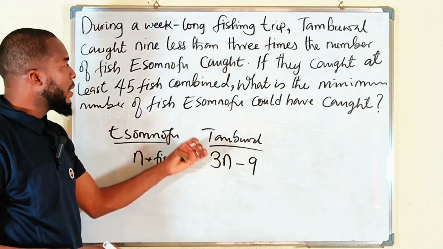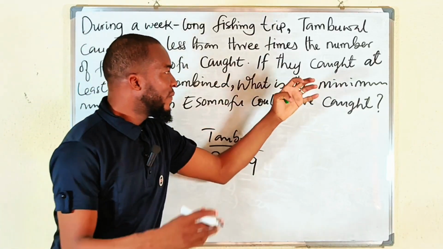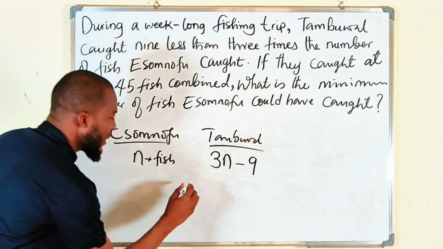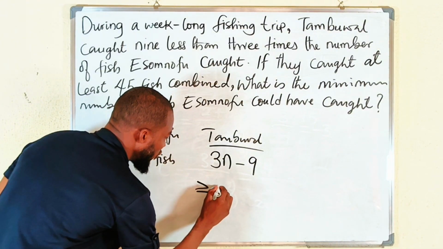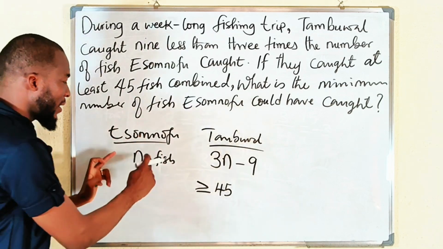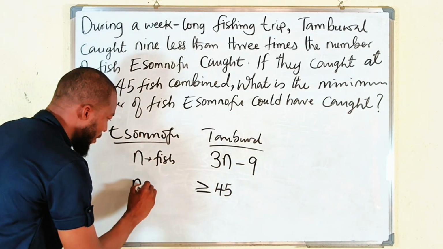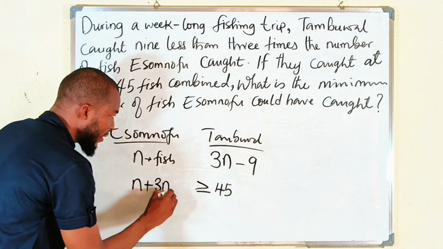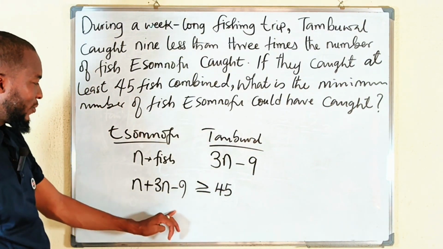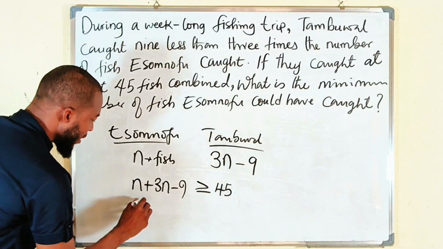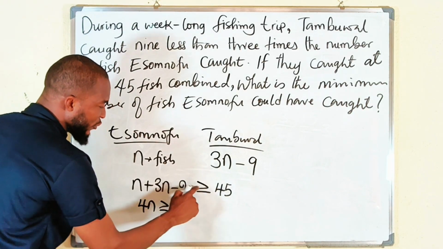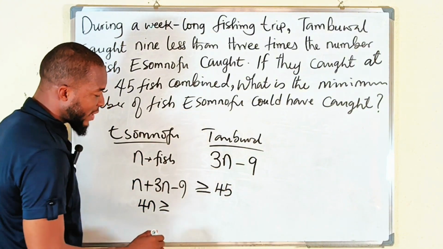And that is it. But the question further stated that if they caught at least, greater or equal to 45, that is what it means here. Combine this plus this: n plus 3n minus 9. All right, so I think I should take this one over, and I have 4n down here, greater or equal to, this is negative as it crosses over.